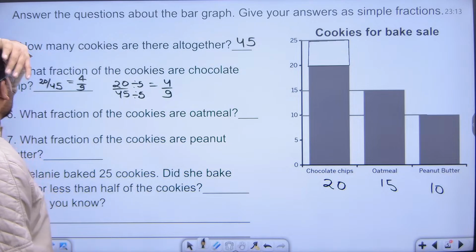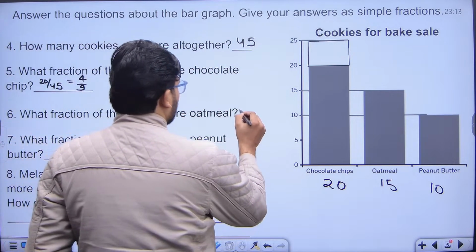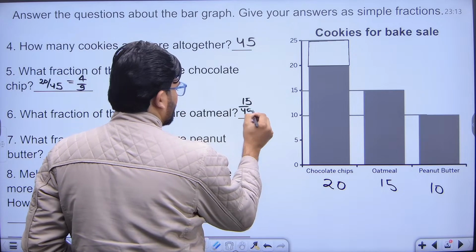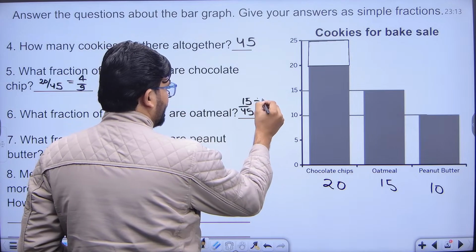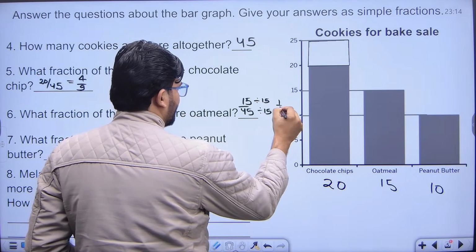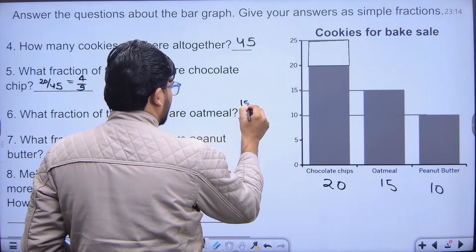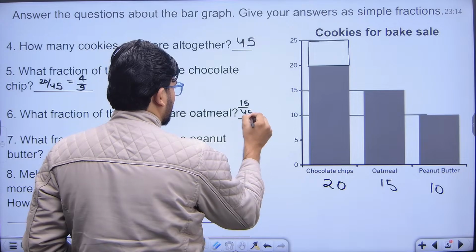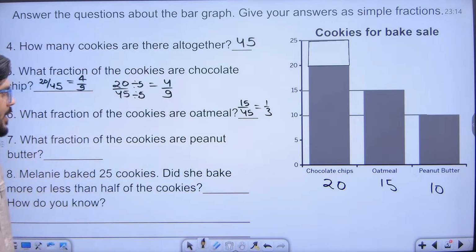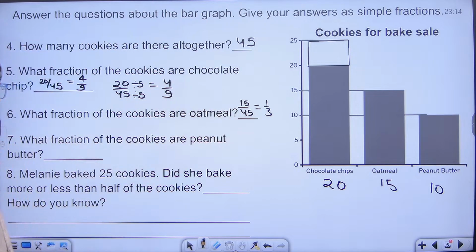Moving on to the next question. What fractions of the cookies are oatmeal? So if you look at it carefully, oatmeal are 15, total is 45. Both can be divided by 15 and you will get 1 by 3 as the answer. So either you can write 15 by 45 or you can write 1 by 3. 1 by 3 is the simplest form of the fraction. Similarly, 4 by 9 is the simplest form of the fraction.